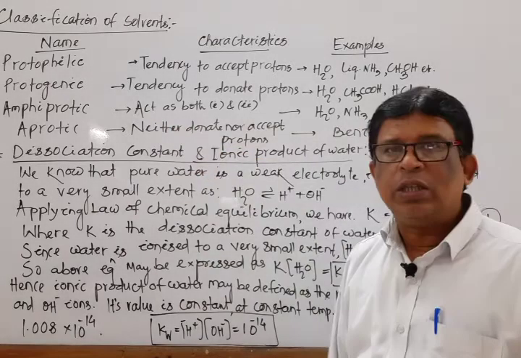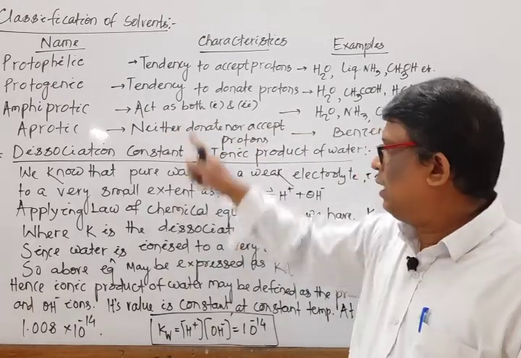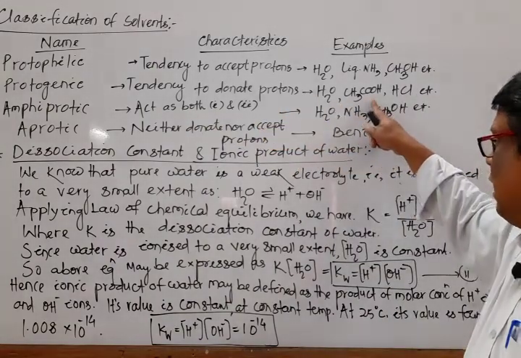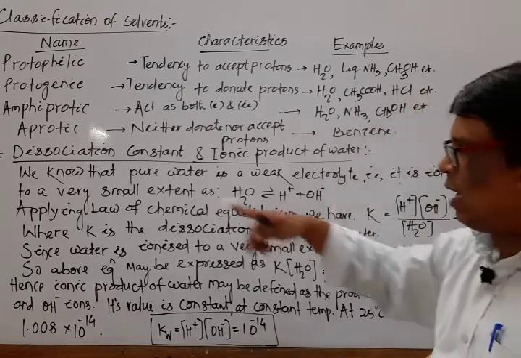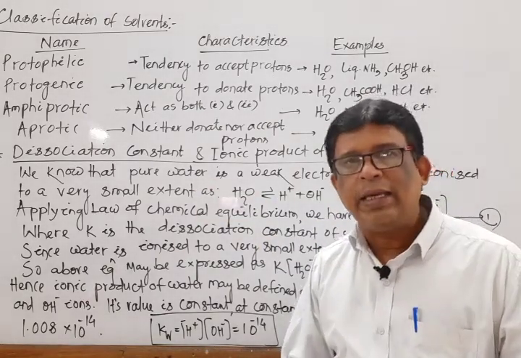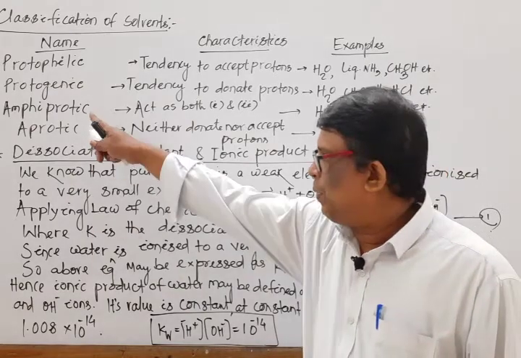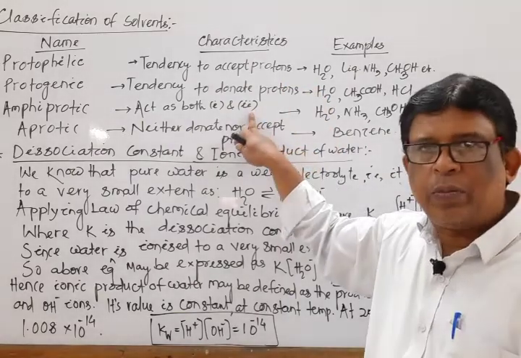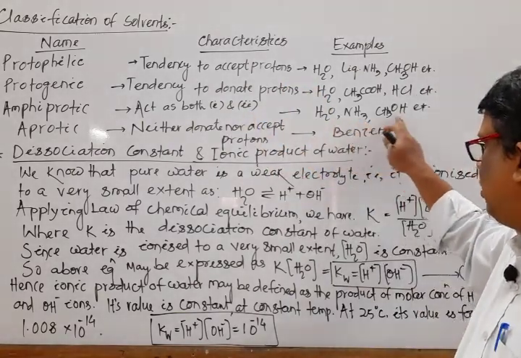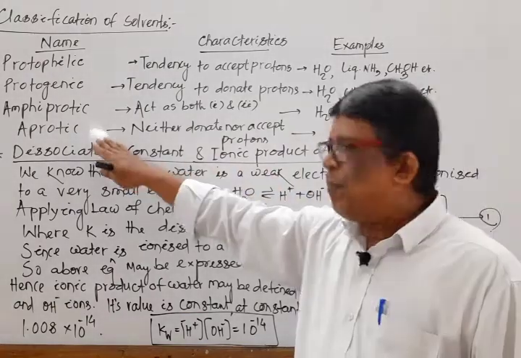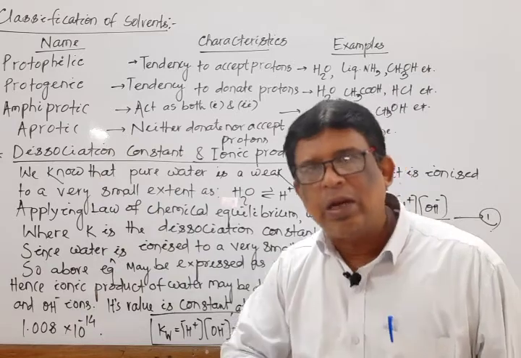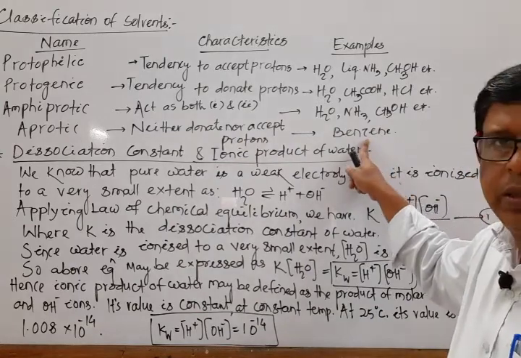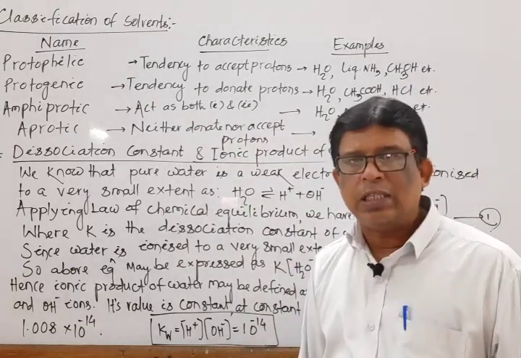Next one is protogenic. A solvent is known as protogenic if it has a tendency to donate a proton. Proton means H plus ion. Examples: water, acetic acid, HCl, etc. Third one is amphiprotic, also called amphoteric. Amphiprotic means it has both the tendency to accept a proton and the tendency to donate a proton. Examples: water, ammonia, methyl alcohol, etc. And the last one is aprotic. A solvent is aprotic if it has neither the tendency to donate a proton nor to accept a proton. An example is benzene. It is important for multiple choice. These are the classifications of solvents.